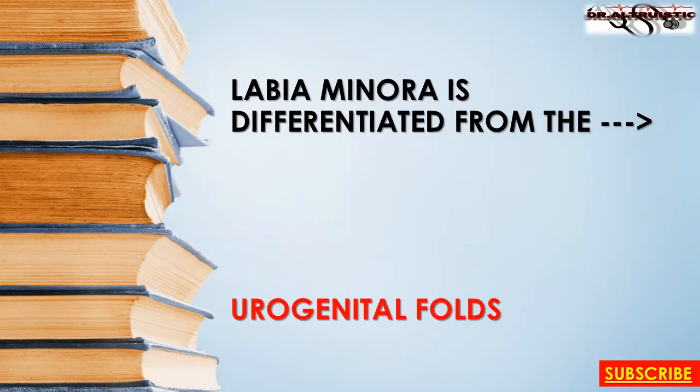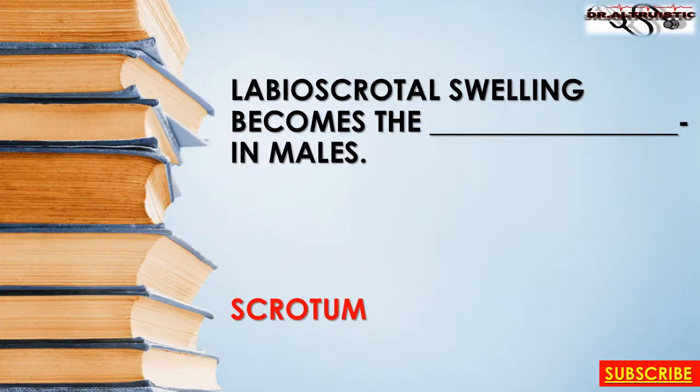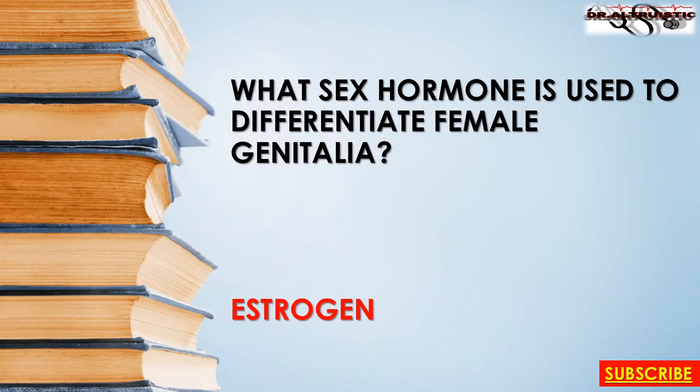Labia minora is differentiated from the two urogenital folds. What is the pre-undifferentiated genital part of the labia majora? Labioscrotal swelling. Labioscrotal swelling becomes the scrotum in males. What sex hormone is used to differentiate female genitalia? Estrogen.